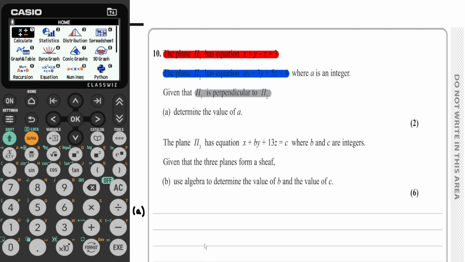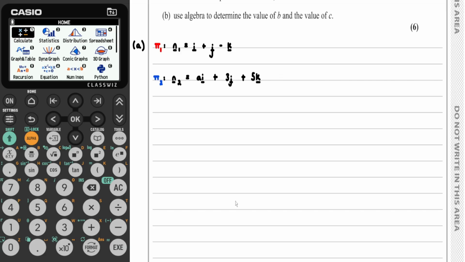If we think about the plane pi1, the normal vector will be i plus j subtract k. And if we think about the plane pi2, the normal vector will be given by ai plus 3j plus 5k. These two normal vectors are perpendicular to each other because pi1 and pi2 are perpendicular to each other. So we can use the dot product.